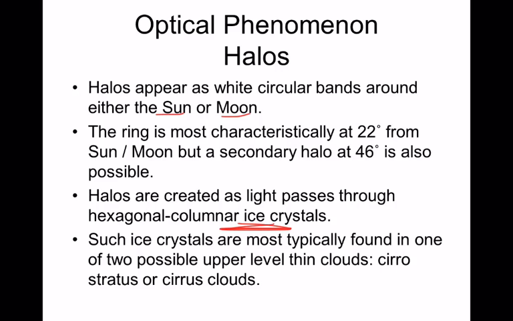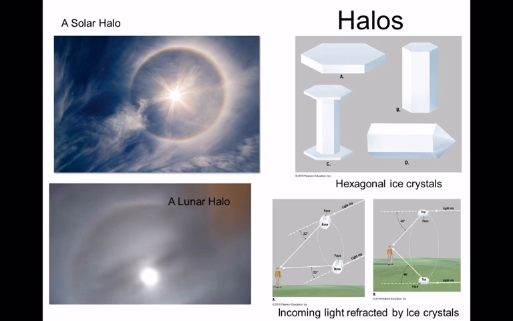And remember, we talked about cloud types in this unit. We said the cirrostratus or the cirrus clouds, those are both upper level clouds, and that makes sense, they'd be ice crystals. So these are pictures of halos. The top one, the upper left hand corner, this is the sun in the center here. This is the moon in the center here. Kind of wispy looking things.